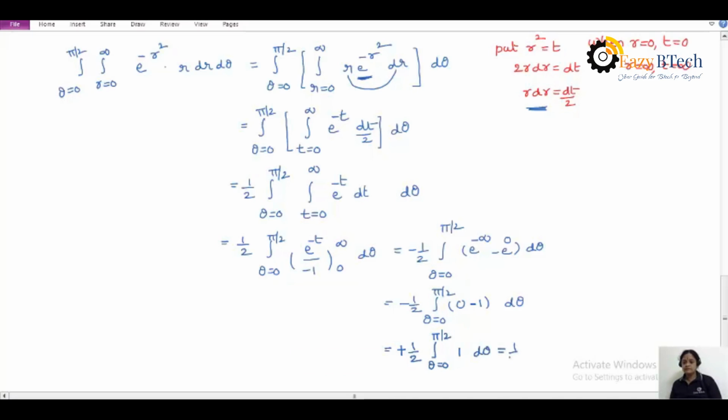Then 1 by 2, 1 dθ, integration is θ from 0 to π by 2, then 1 by 2 into π by 2. The final answer is π by 4.